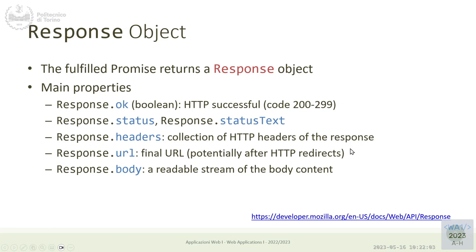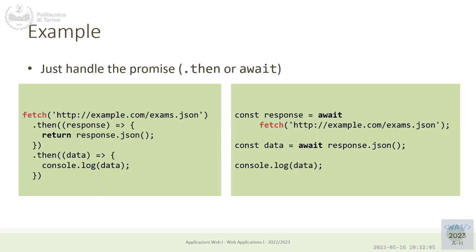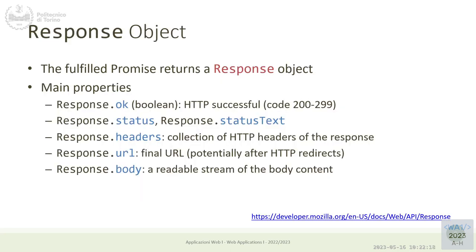So when we do a fetch, this is an easy one. You see that we only have one parameter here, which is the address. We don't have the second parameter yet, because in this case we just need a simple get. And with a simple get, we get a response back, the response object, which is the asynchronous resolution of the promise.